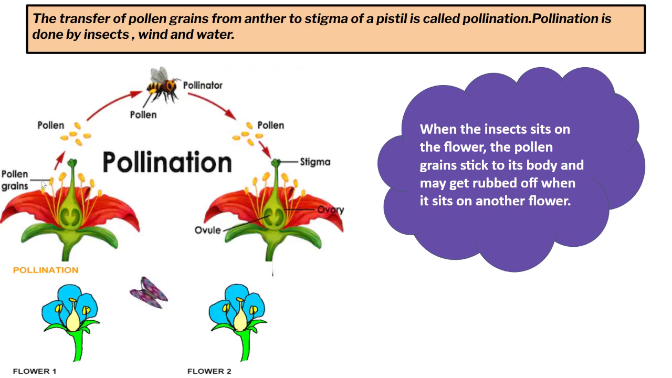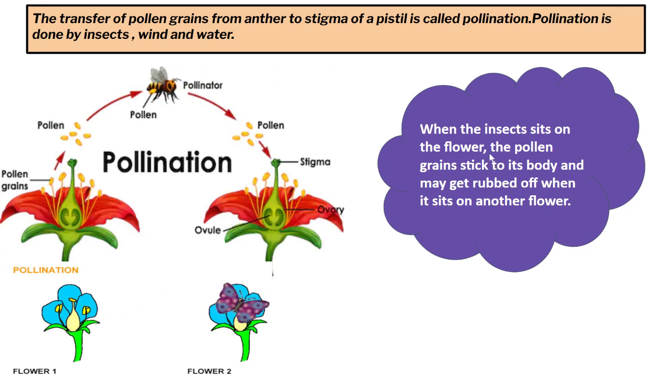You can see here in this picture how it is happening. This is done either by insects, or by wind, or by water. You can see here how the pollen grains are transferred from one flower to the stigma of another flower. And then it will reach the ovary through the style. So this transfer of pollen grains from anther to stigma of a pistil is called pollination, and it is done by insects, wind, and water.